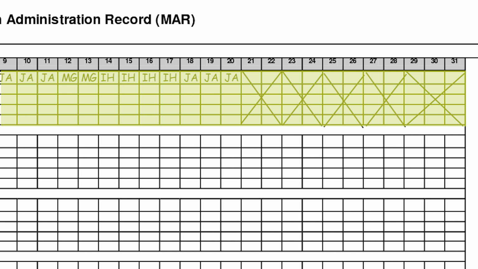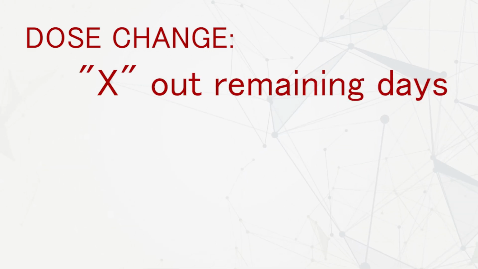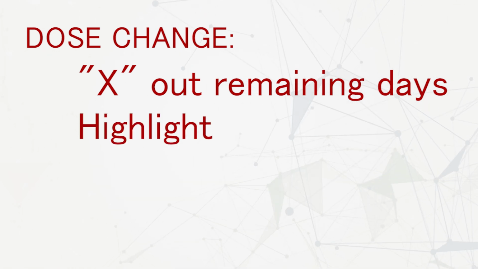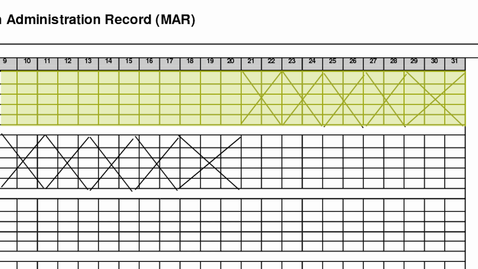If a dose of the medication is changed mid-month, you will follow similar procedures as you do when handling a discontinued medication. You will X out any remaining days, highlight the medication, and then add a new listing of the medication with the new dose for the remaining days of the month.